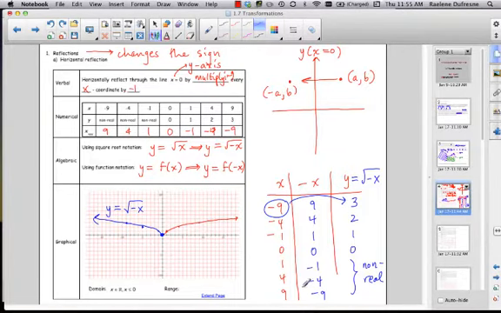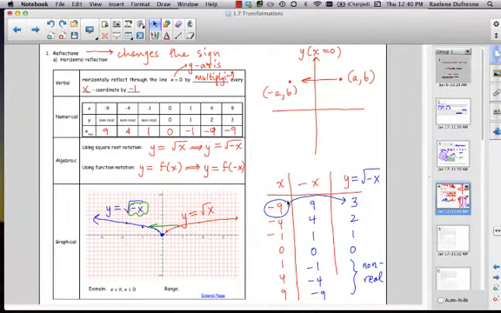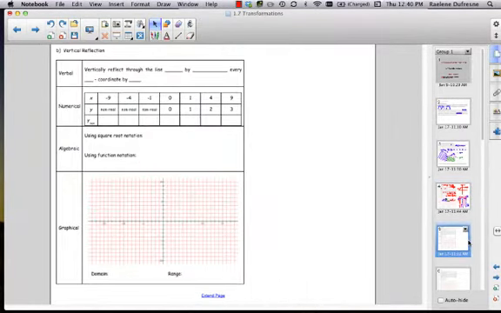We don't really need to make a table of values if we understand how to take the parent function and what this algebraic notation is telling us to do. It's telling us to take each point and reflect across the y-axis. Take a look at what happens with vertical reflections. This would be a good time to pause the video, try completing this page on your own, and then compare with my explanation.